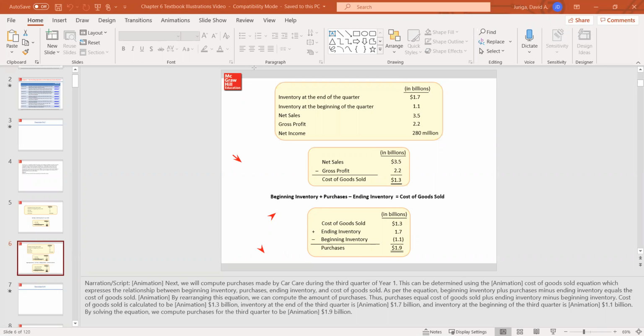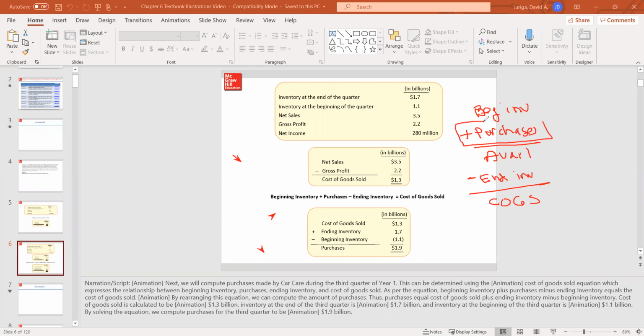Now, if I were in a face-to-face setting in class, what I would do is write it out like this. I would say, okay, we've got beginning inventory plus purchases equals your available for sale inventory. And then of course, when you subtract out your ending inventory, that's going to give you cost of goods sold. And I would highlight that the only thing we don't know here is the purchases.